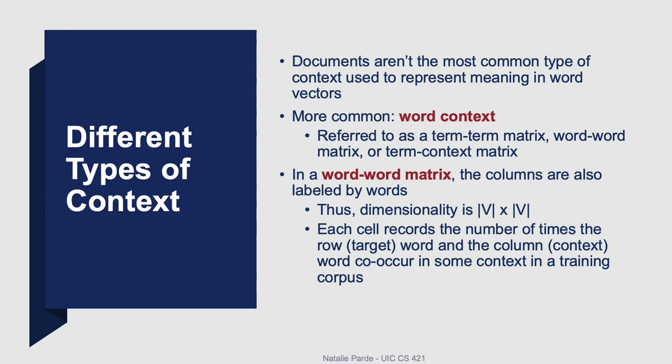Now, with Tf-Idf, we represent context in terms of documents, but in other types of word representations, it's more common to represent context in terms of neighboring words within a predefined context window. We still use co-occurrence matrices for this, and these matrices might be referred to as term-to-term matrices, word-to-word matrices, or term-to-context matrices. In these matrices, the columns also correspond to words. So the dimensionality of a word-to-word matrix would be the vocabulary size by the vocabulary size, with each cell being filled by the number of times that a given context word appears in the same context as a given target word in a training corpus.